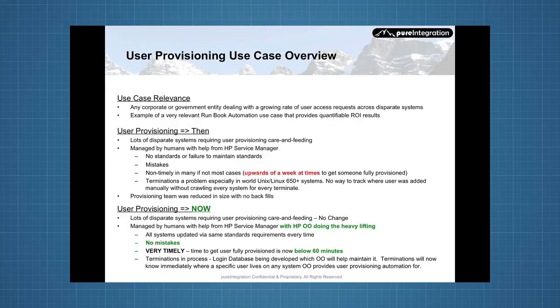Terminations are a problem we're still currently attacking now. We found that there was no way in their current environment to track where a person lived across these 650 different servers on the Linux and Unix side of the world. It's a big problem because if you want to terminate someone, that needs to be timely so that their access is removed. And it was a big problem because they would miss people from time to time on certain boxes.